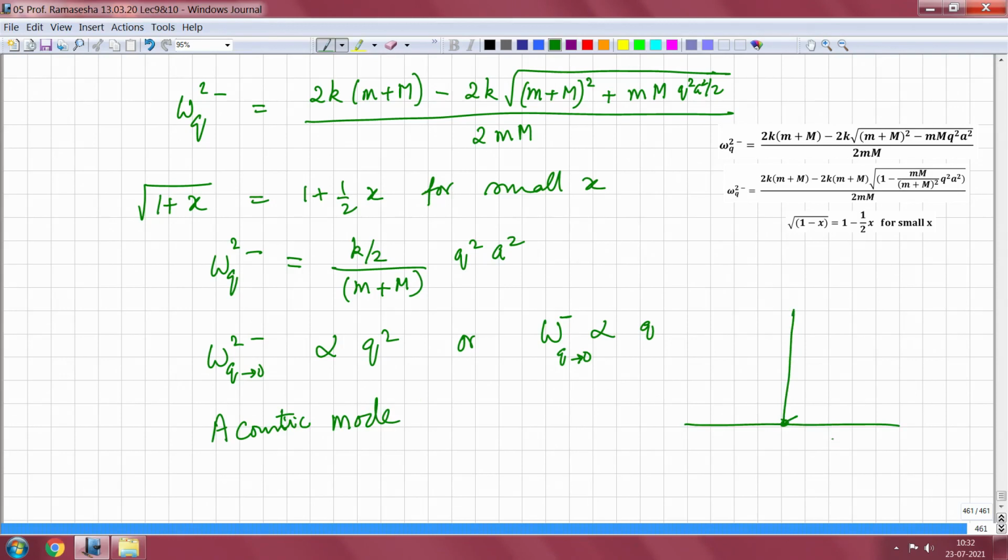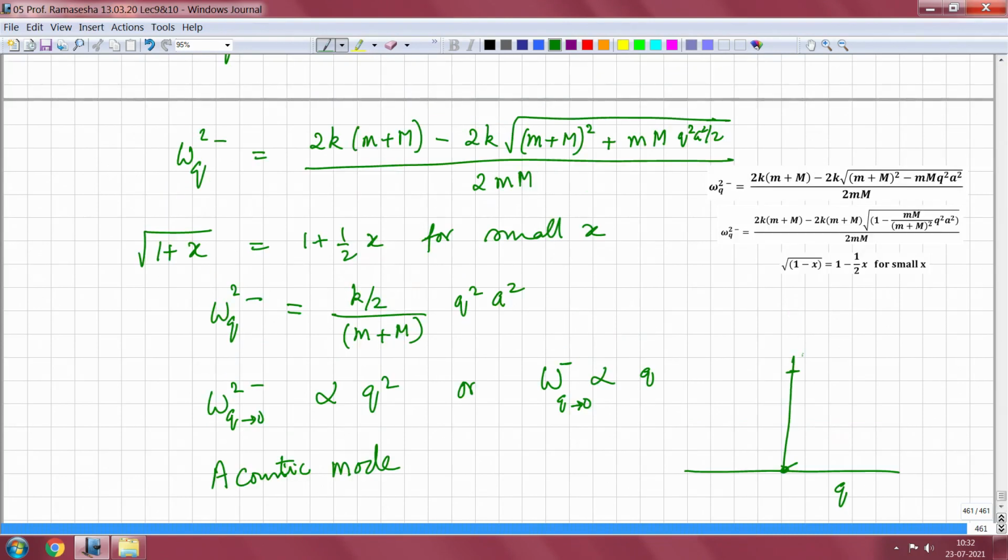So this is the acoustic mode, and so we can say that at about here you have one mode that goes there. So this is q, and another mode which will have an energy 2k into 1 upon m plus 1 upon capital M. So that will be somewhere here. So this will be the second mode. Okay, this is one mode.